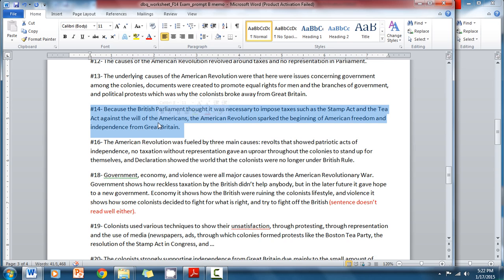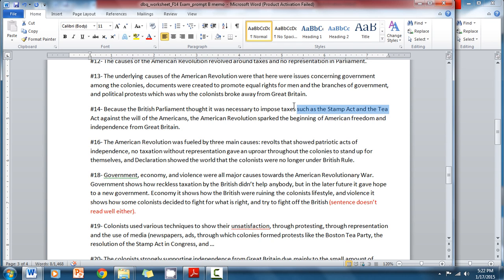Student number 14: Because the British Parliament thought it was necessary to impose taxes such as the Stamp Act and the Tea Act against the will of the Americans, the American Revolution sparked the beginning of American freedom and independence from Great Britain. Okay, so the way that you have categorized the causes of the revolution, so far you just talked about taxes. You do not give examples in the thesis statement. You don't need to give specific examples. You do that in the body paragraph. Keep it broad in the thesis.